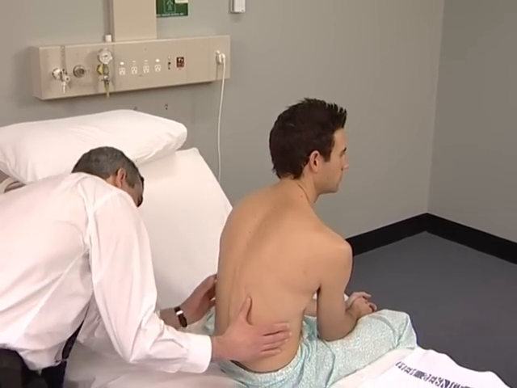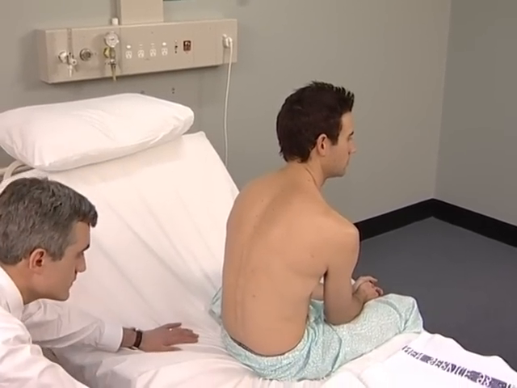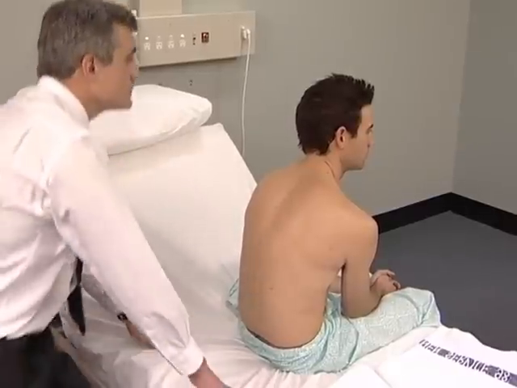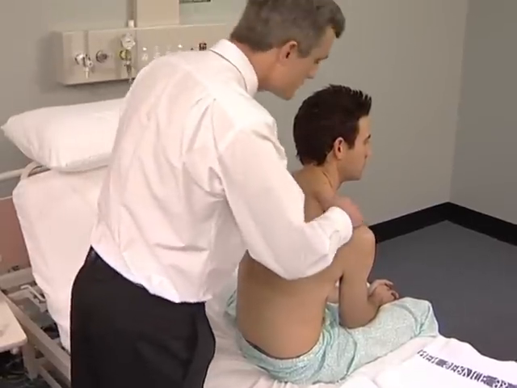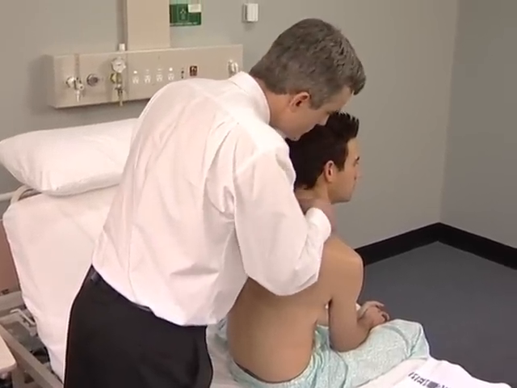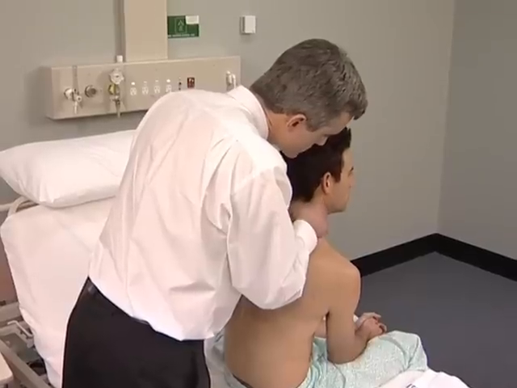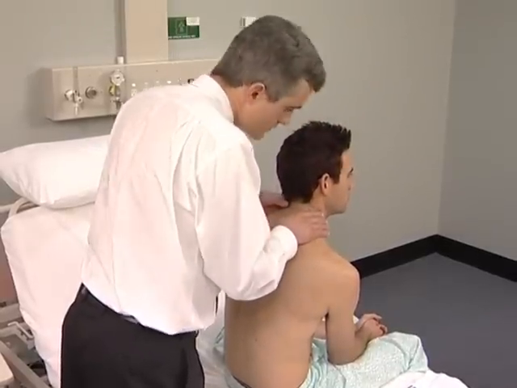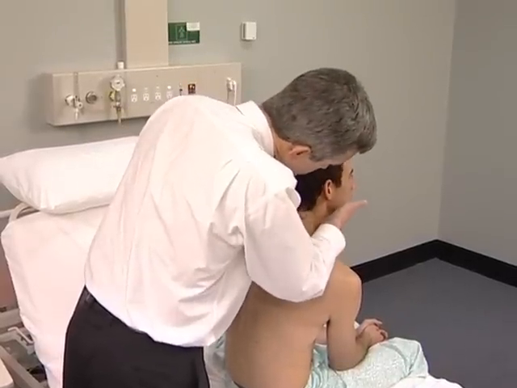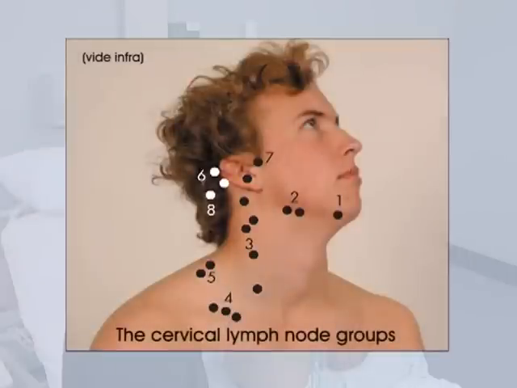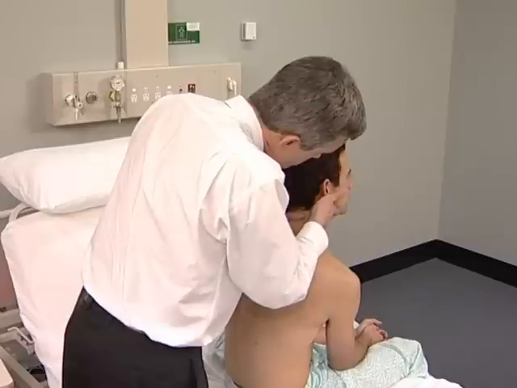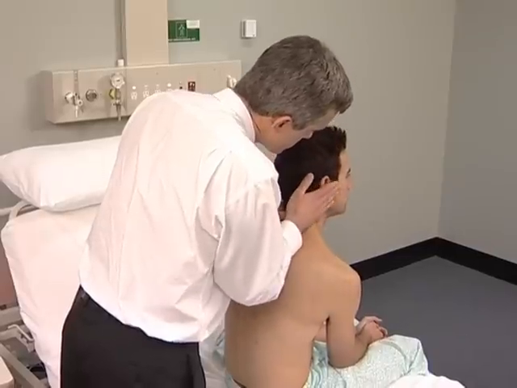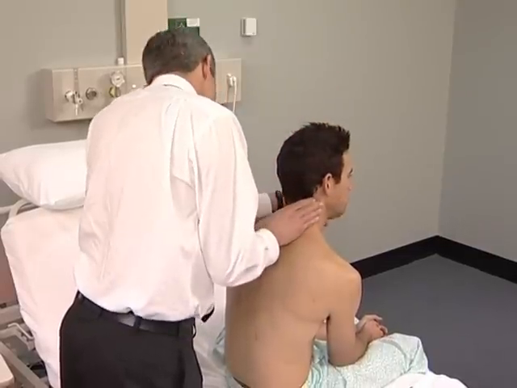Look at the shape of the chest and spine. Look for thoracotomy scars that may indicate previous lung surgery. The cervical lymph nodes are best examined from behind the patient. Some people find it easier to examine the supraclavicular nodes from this position.